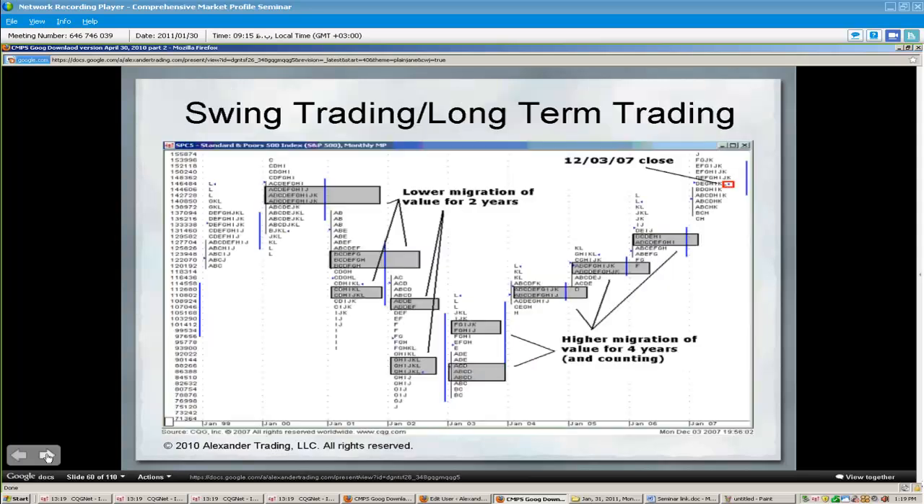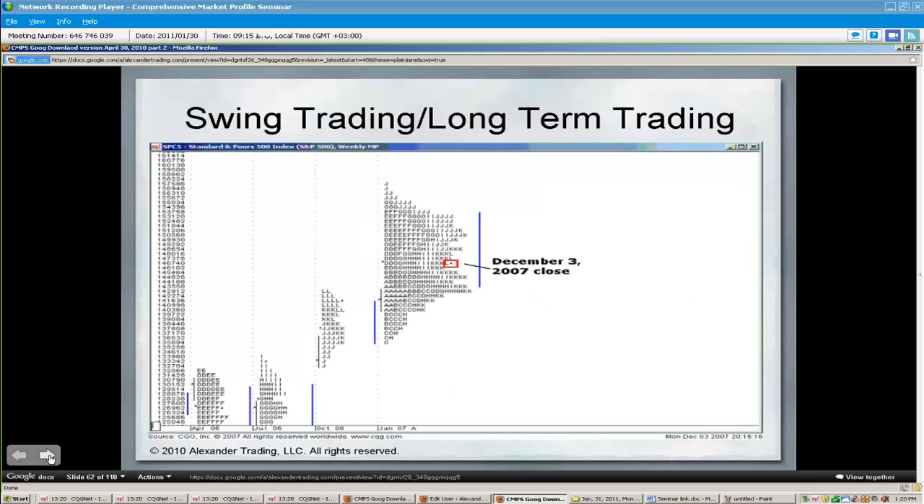Now, I'm going to go through this pretty quickly, but you apply the exact same concepts for swing trading that you do for short-term, intraday trading. You're looking for value and the migration of value. And the migration of value tells you the trend of the market, and it helps you to determine the phase of the market and where the highest probability trades lie. I'm going to go through this pretty quickly here.